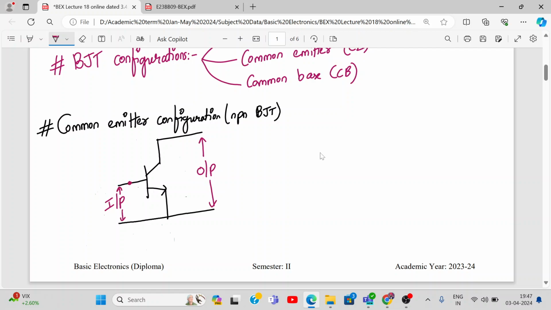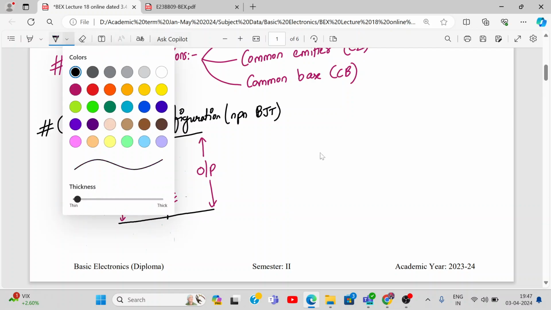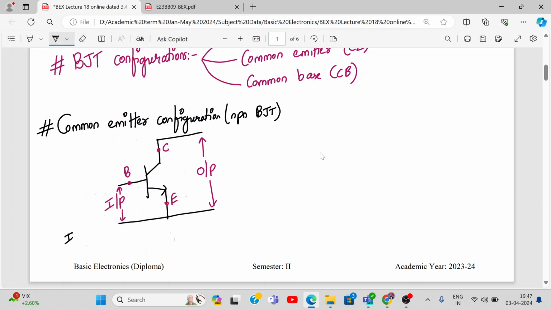So what are the terminals over here? Base, this is collector, this is emitter. Yes or no? So now tell me, this is NPN BJT. Okay. Now tell me which is the input circuit. Input side कौन सा है अपना? Base and emitter के बीच में. Yes or no? And what is my output side? Collector and emitter. Yes or no?